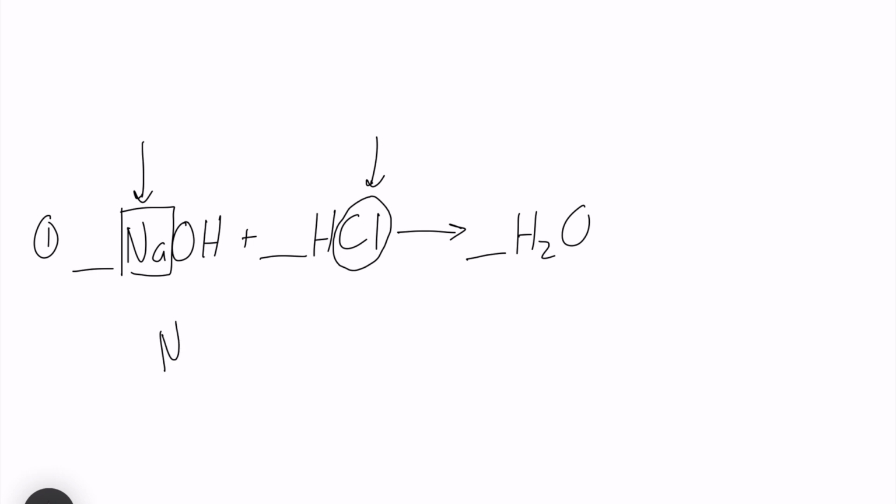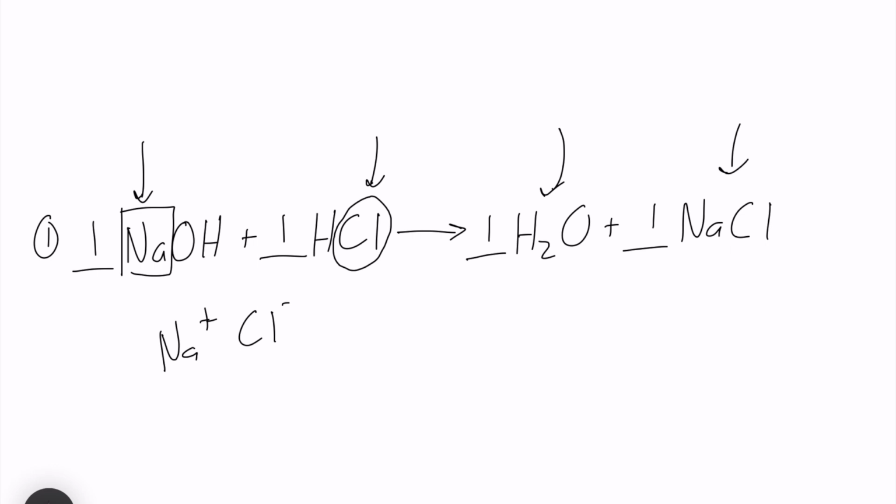So we have Na+ and Cl- interacting, so we should have NaCl, or sodium chloride, as our other product. And I believe this is already balanced, so we can put in our placeholder ones. So in the reaction of sodium hydroxide and hydrochloric acid, we are going to get water as well as sodium chloride. That's our first example.